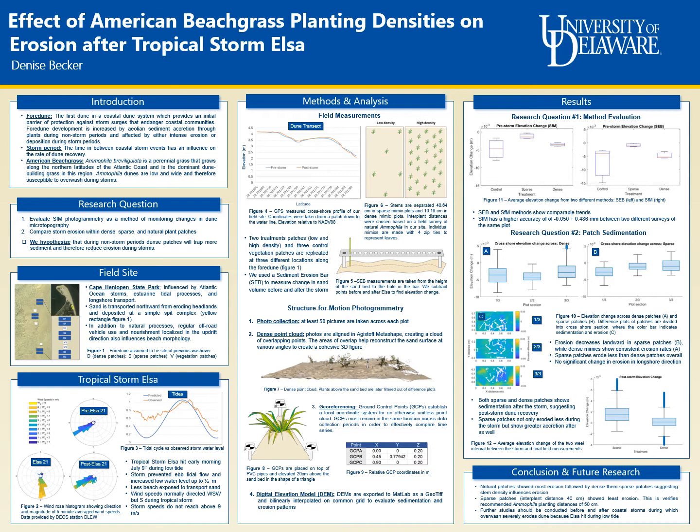We hypothesize that during non-storm periods, dense patches will trap more sediment and therefore reduce erosion during storms. Tropical Storm Elsa affected the Cape Henlopen and Lewes area early morning on July 9th during low tide. The storm did not produce strong wind speeds, however, it caused a change in wind direction from west-southwest to south.